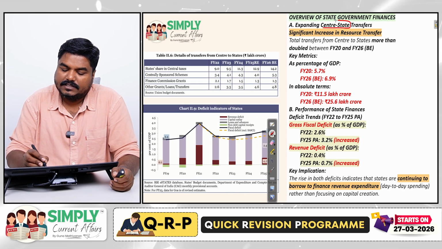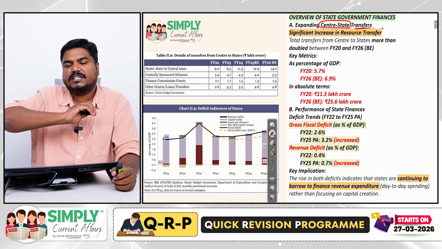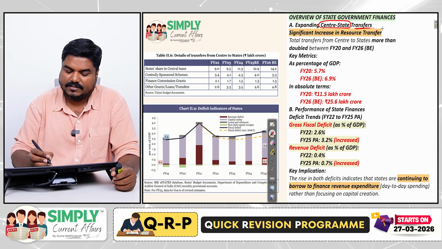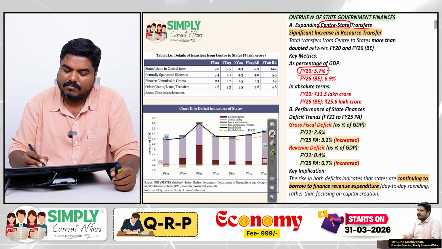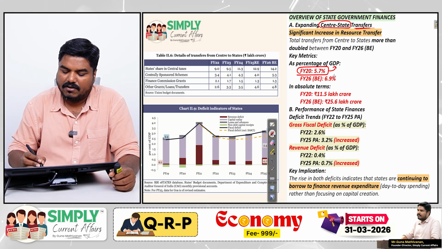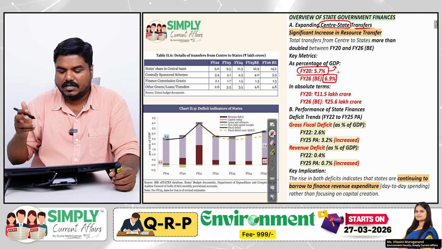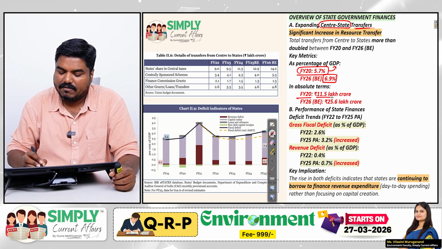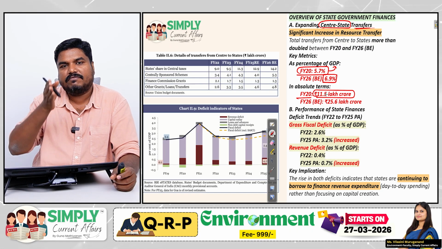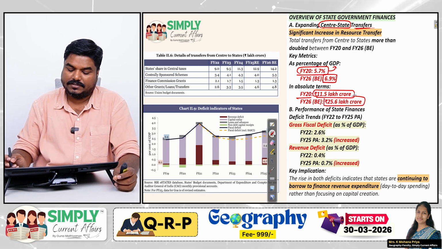With respect to center-state money transfer, the survey is highlighting that a significant amount of money is being shared from center to state. For example, in financial year 20, almost 5.7% of GDP was transferred by the center to the states. It increased to almost 6.9%. In terms of numbers, it got doubled. In financial year 20, 11.5 lakh crores were shared from center to state. It has increased to 25.6 lakh crores.